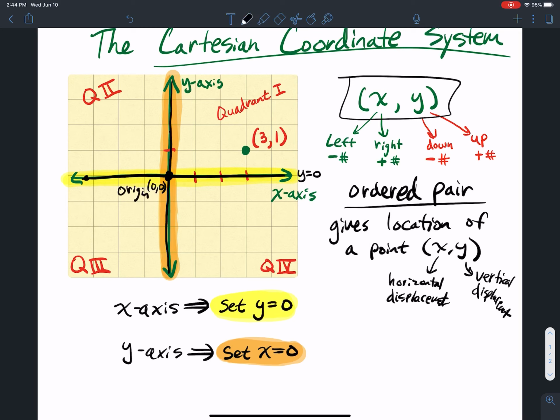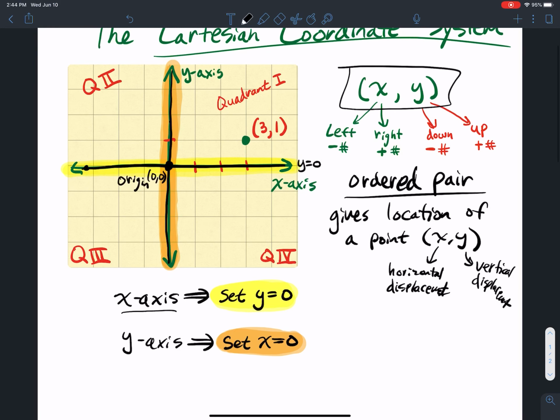So here's an interesting thought. If we wanted to find an x-intercept, where we cross the x-axis, we need only set y equal to 0. And if we wanted to find a y-intercept, we need only set x equal to 0. So let's plot a couple more points, and then we'll tell what quadrant they're in.